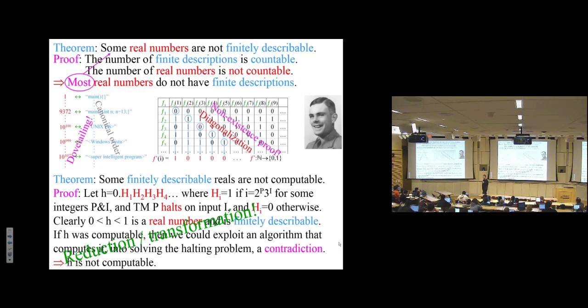Okay, any questions about that? So now you know millions of examples of numbers that are finitely describable, but not computable by any algorithm whatsoever. Let me ask you another follow-up question.